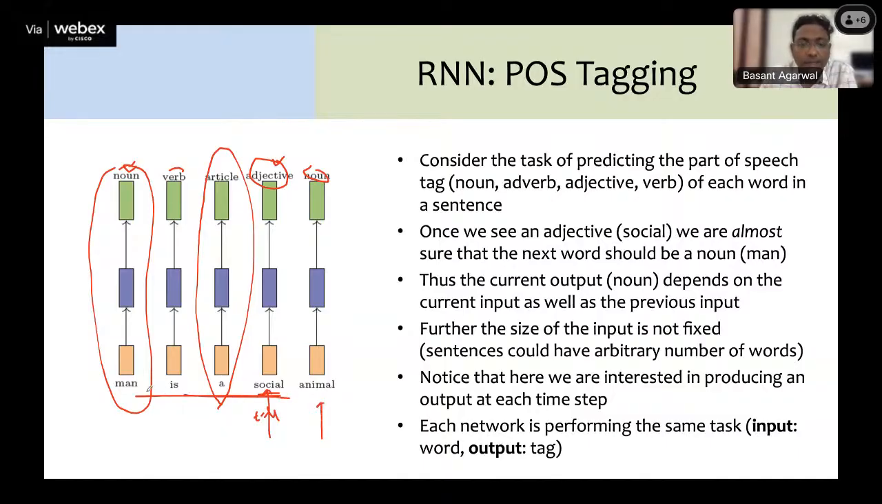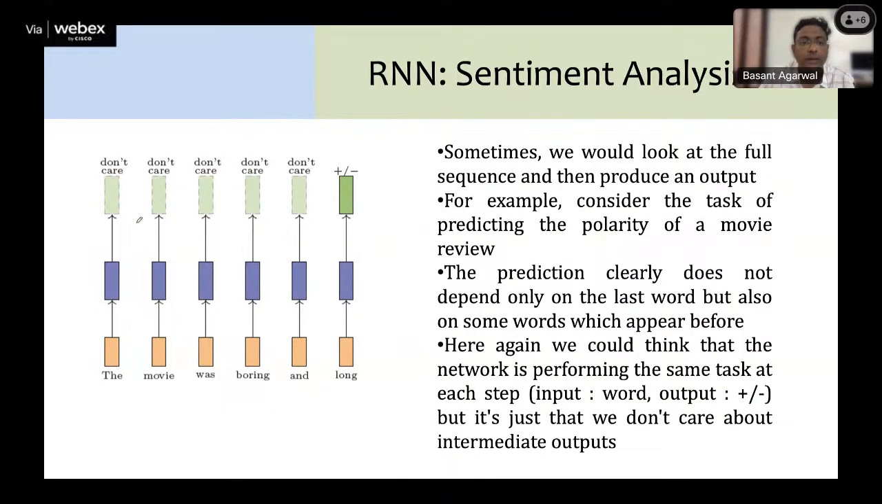The size of the input is not fixed, because sentences could have an arbitrary number of words. And notice that here we are interested in producing an output at each timestamp. We'll see in the next example that sometimes we are not interested in all the outputs of each timestamp. Also, at all the timestamps, we are doing the same task: given a word, we are just predicting one of the part of speech tags. Now, this is an example in which we can use the same recurrent neural network architecture, but we are not bothered about the output of each timestamp.